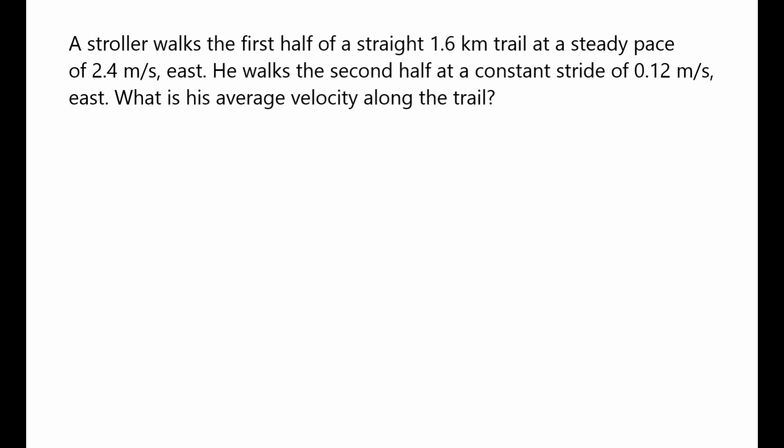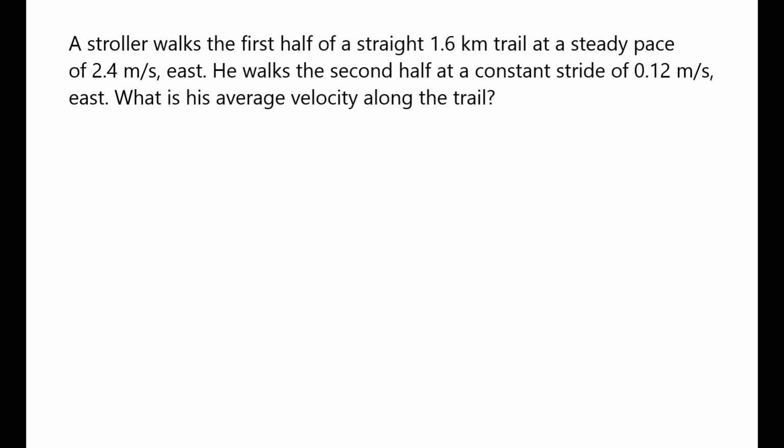A stroller walks the first half of a straight 1.6 kilometer trail at a steady pace of 2.4 meters per second east. He walks the second half at a constant stride of 0.12 meters per second east. What is his average velocity along the trail? So how many parts of this do you think there are going to be? 2. What we cannot do is just take the average of 2.4 and 0.12.